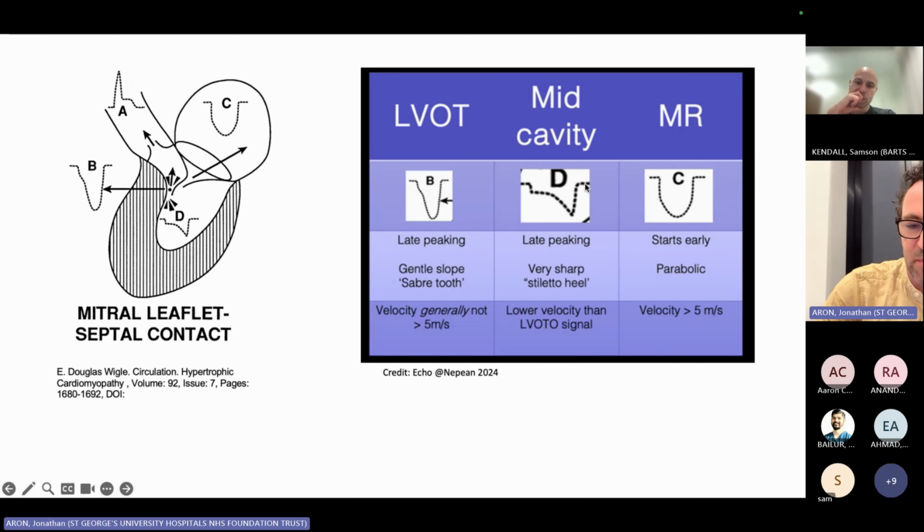The mid-cavity waveform, which is a surrogate of kissing papillary muscles on your Fusic heart scan, again has a very late peaking waveform, but actually it's even sharper. So the velocities hit astronomical levels. But overall, the velocities are lower than a left ventricular outflow tract obstruction. And then the mitral regurgitation, which again you can get confused by if you're not careful about where you put your cursor, looks very different. It's pan-systolic, rounded like this, parabolic, and has very high velocities indeed. So the highest velocities of the lot.